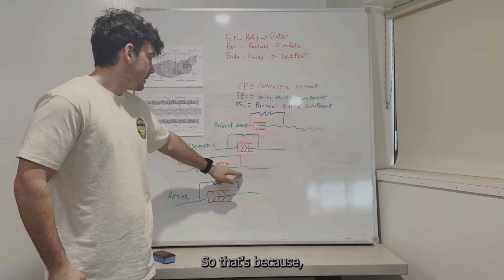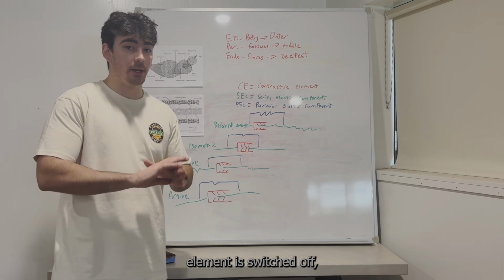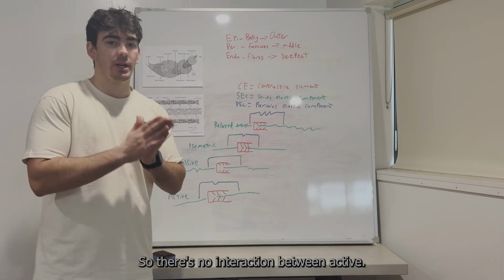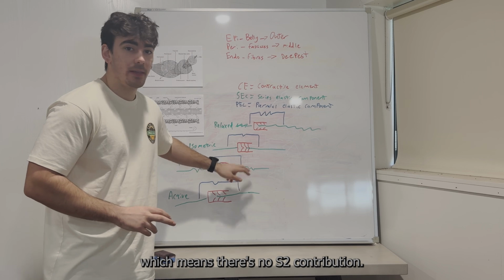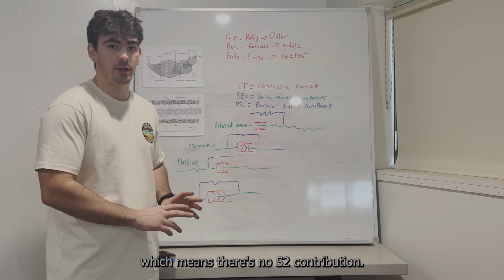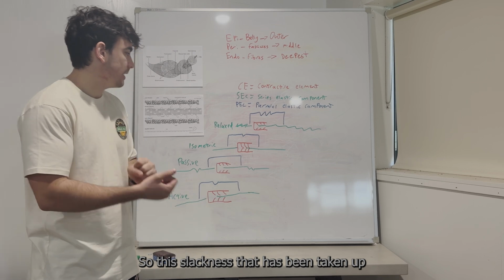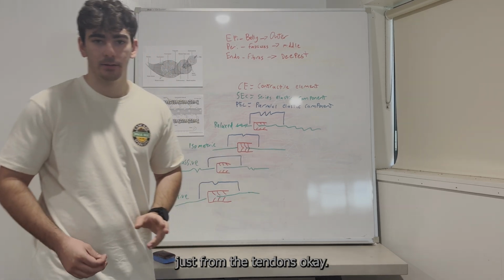That's because there are no cross bridges, since the contractile element is switched off and not trying to resist it. So there's no interaction between actin and myosin. That's a cross bridge. So there's no cross bridges, which means there's no S2 contribution, and S2 is one of the series elastic components. So this slackness that has been taken up, this lengthening, is purely just from the tendons, okay?